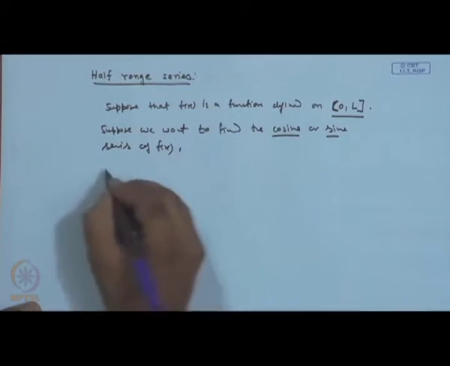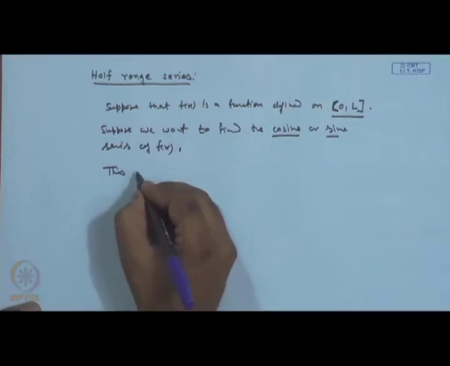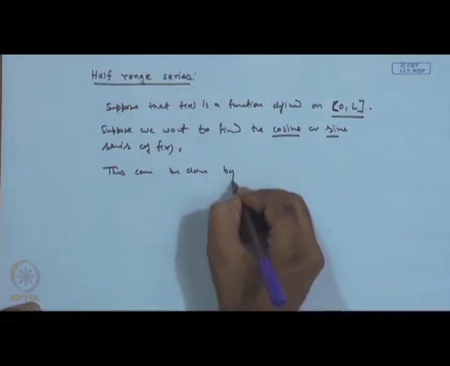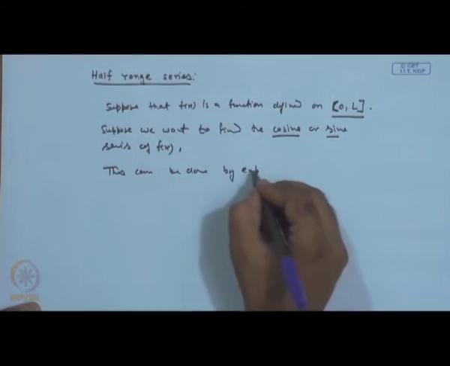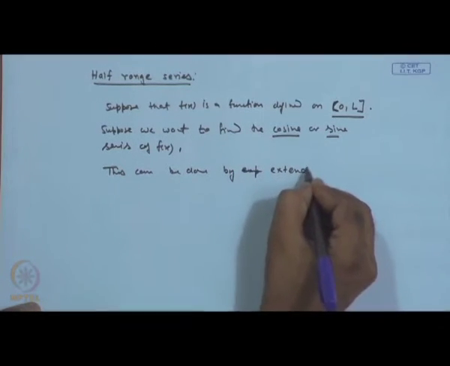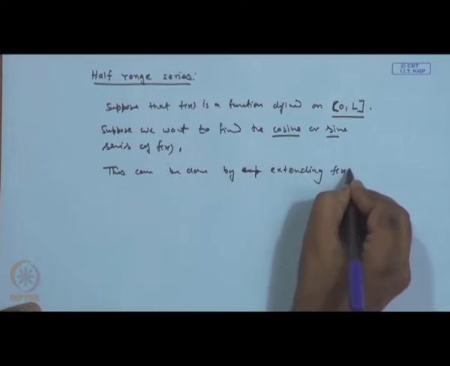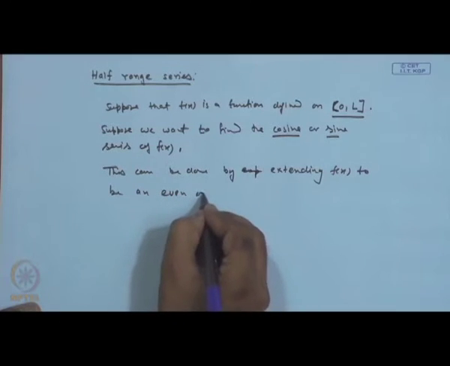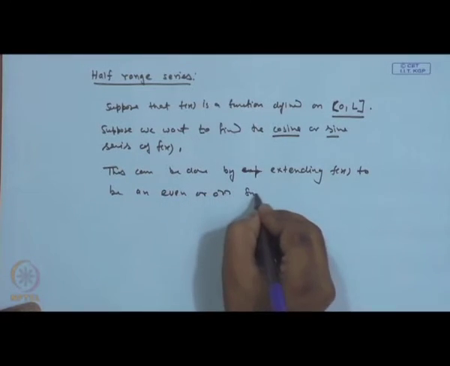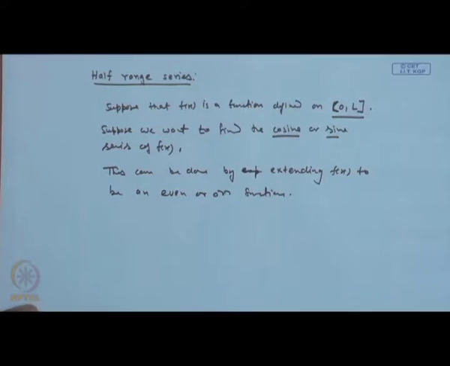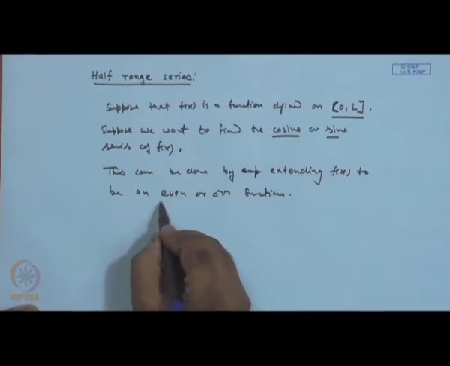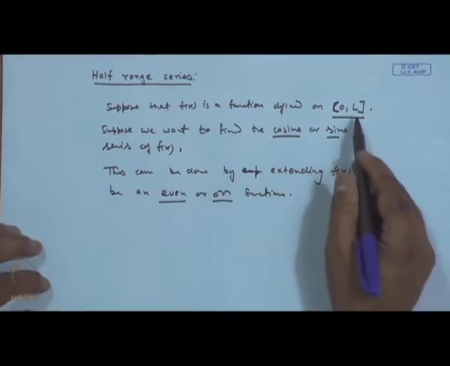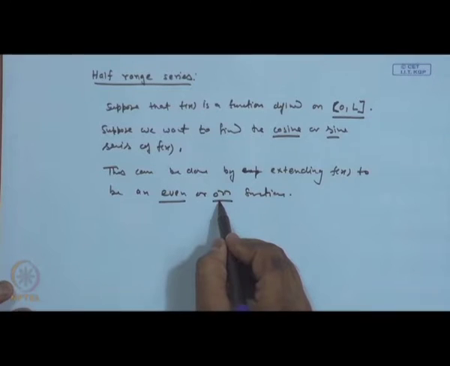So what we can do for this, so this can be done by extending f(x) to be an even or odd function. So if we want to have the cosine series, we will extend that function as an even function, or if we want to have the sine series of that function, we will extend this as an odd function.